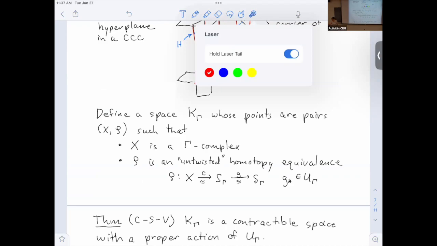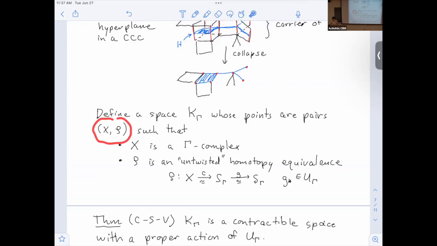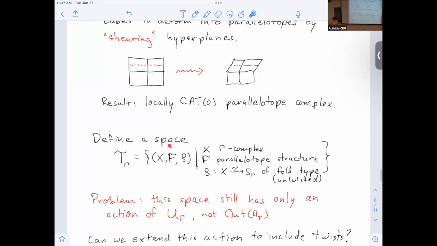We just have a pair, right? An X, which is a Gamma complex, and a marking. Well, I'm going to add additional information now. The X is the same as it was before. It's one of these things that can be collapsed onto a Salvetti. But F, what is F? It's a parallelotope structure. It's information about how we've skewed.